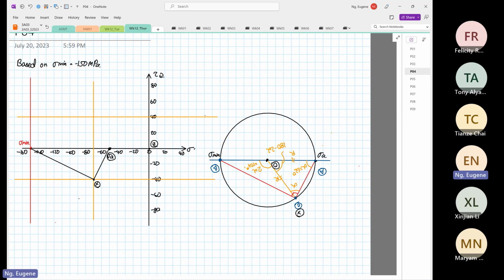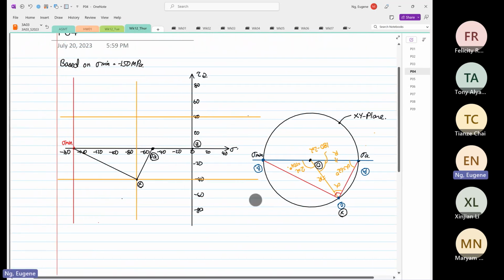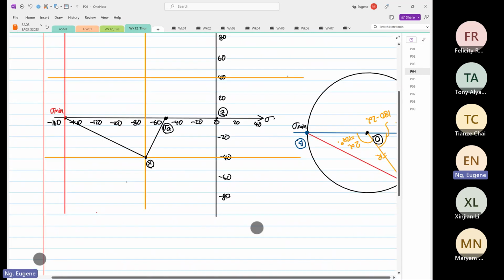Why am I doing this? Because we know from here, this circle that we draw will belong to the XY plane. We know that it belongs to the XY plane. So now we are going to find the stress A value. After we find the stress A value, we are also going to find the stress average of the circle for the XY plane. Mathematically it's so easy. I think high school math will do.